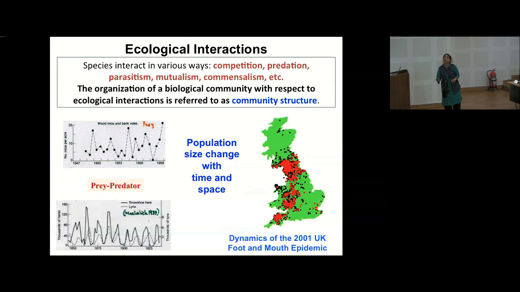But a biological community is one where all these different species, which are interacting with each other in different ways, live together. That is what is known as a biological community, and the structure of the ecological interaction is known as community structure. I have a plot here which talks about the dynamics of the 2001 foot and mouth epidemic in the UK.